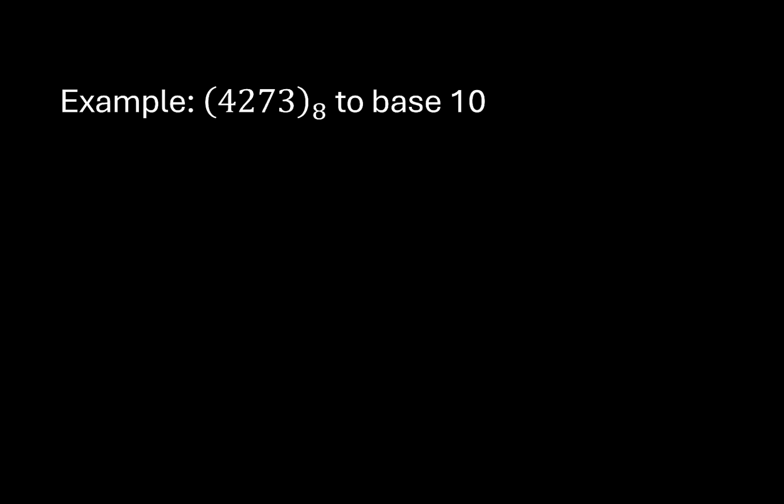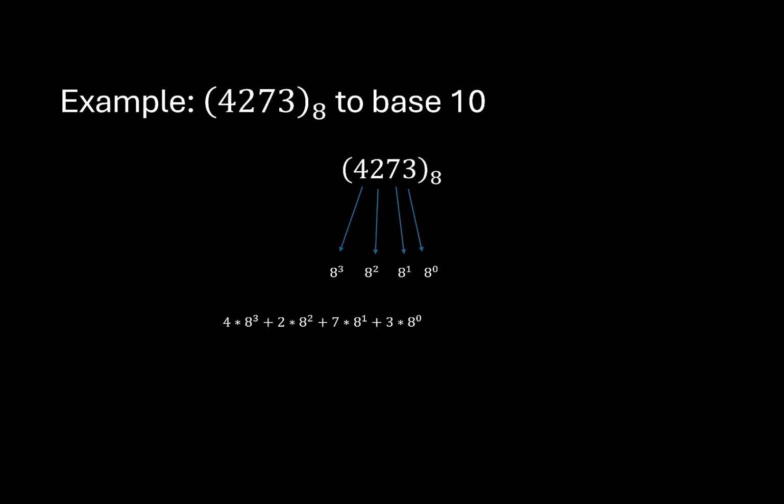Let's try that with base 8. We're going to convert 4273 base 8 back to decimal form. Just like last time, I'll start by writing out my powers of 8. I'll start with 8 to the 0, then 8 to the 1, 8 squared, and 8 cubed. Now we'll multiply the digit by its corresponding power of 8. I have 4 times 8 cubed, plus 2 times 8 squared, plus 7 times 8 to the 1, plus 3 times 8 to the 0. I'll throw that all into my calculator, which gives me a total of 2235. So 4273 base 8 is 2235 in base 10.